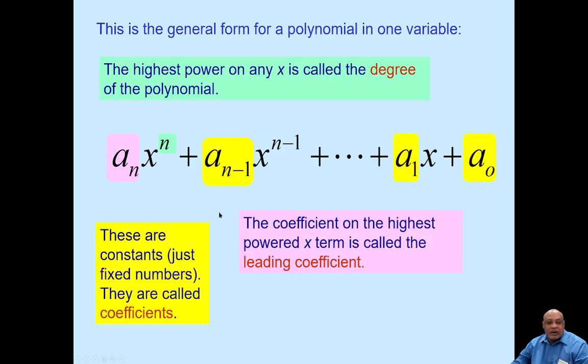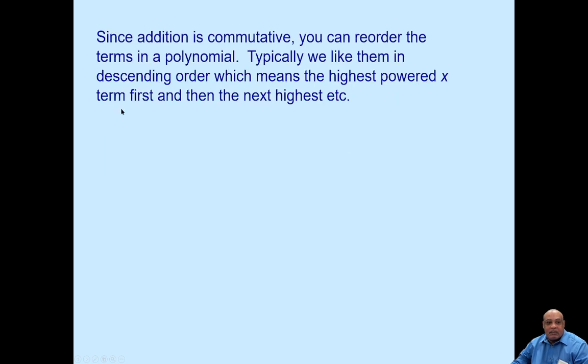The coefficient with the highest powered x term is called the leading coefficient. Coefficients are here. Since addition is commutative, you can reorder the terms in a polynomial. Typically, we like them in descending order, which means the highest power of x term first, then the next highest, and so on.